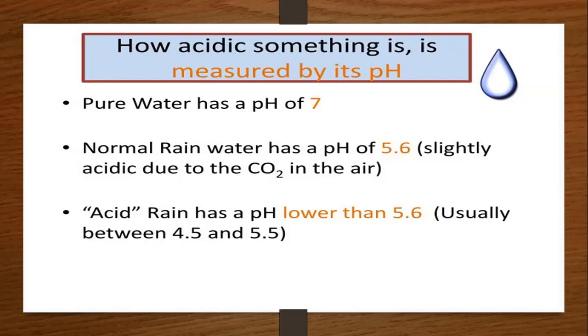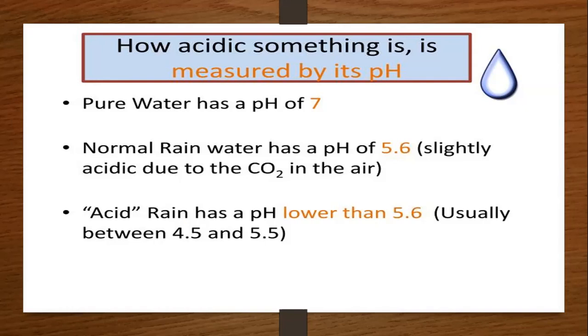Normal water, such as the water that you drink, is equal to 7, neutral. A normal rain, the rain that falls down onto the ground, has a pH equal to what? 5.6. A little bit acidic, okay? A little bit acidic.